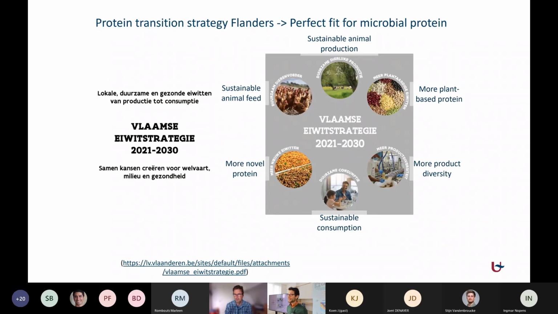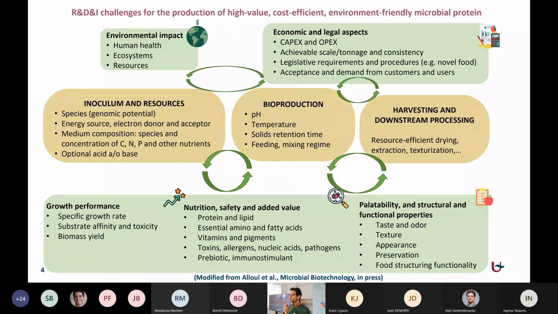Now, this is very important at the international level, at the EU level, but also at the regional level. Flanders has this very nice protein transition strategy, and microbial protein fully fits in it because we want to go for more sustainable protein and we want to go for more novel protein. Now, what do we do in Capture?